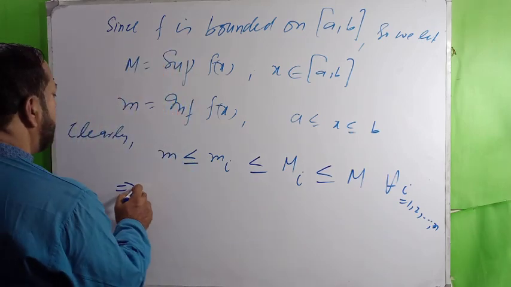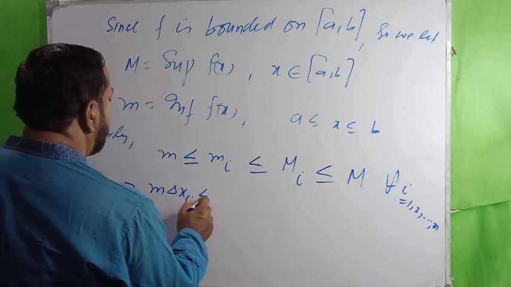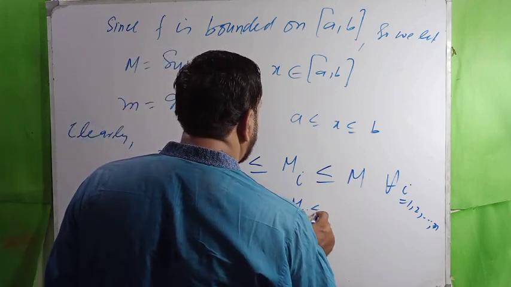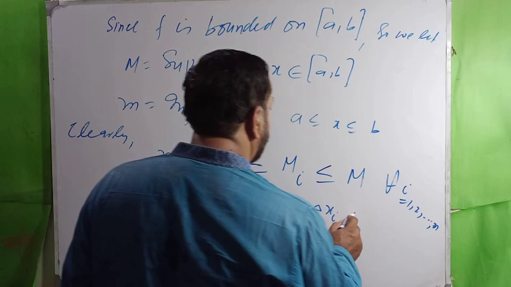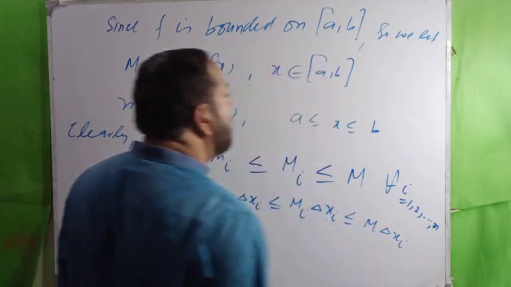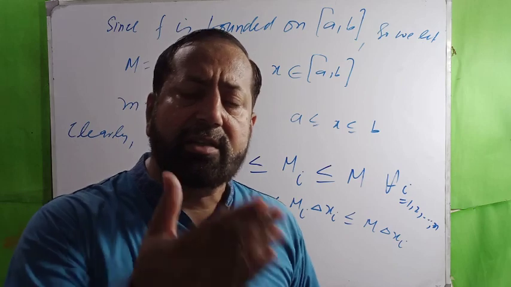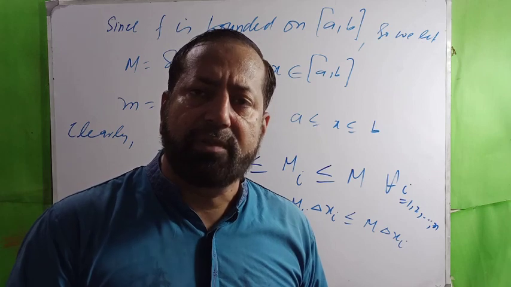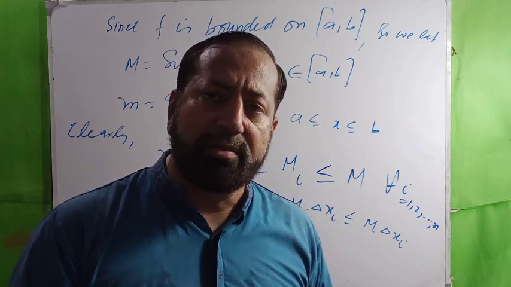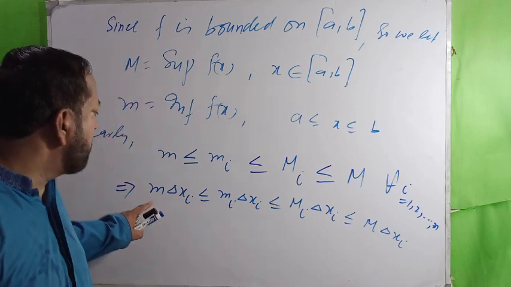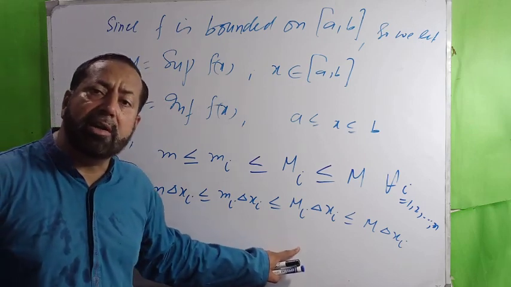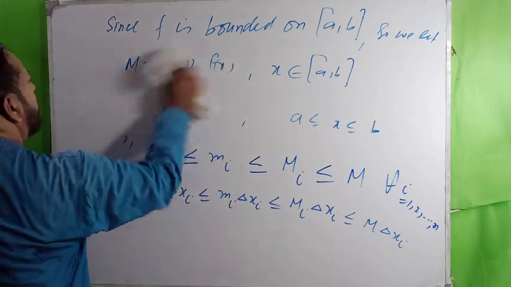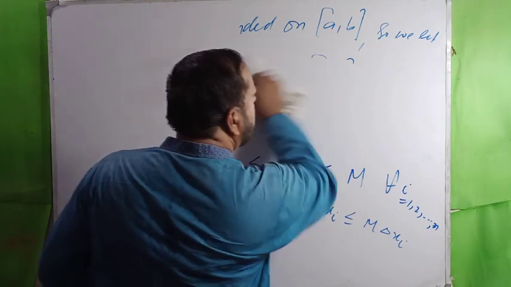So this implies m Δxi is less or equal to mi Δxi, which is less or equal to Mi Δxi, which is less or equal to M Δxi. Δxi is positive since xi is greater than xi minus 1 on the real line. That's why Δxi is positive. We are taking Δxi greater than or equal to 0. That's why you can multiply, and the inequality will remain unchanged because you are multiplying by a positive number. Okay. Then add all these numbers.